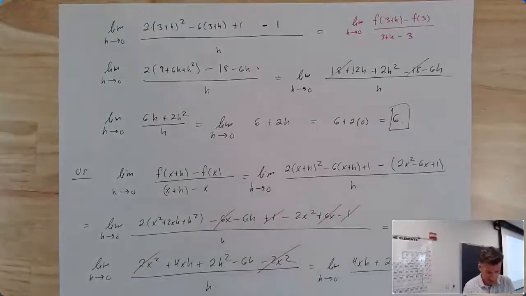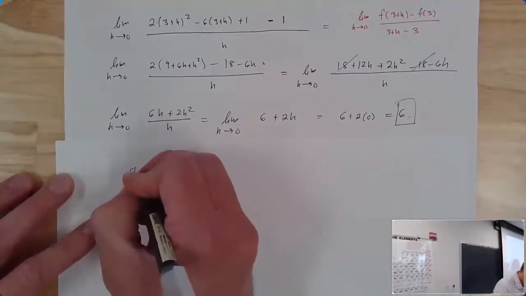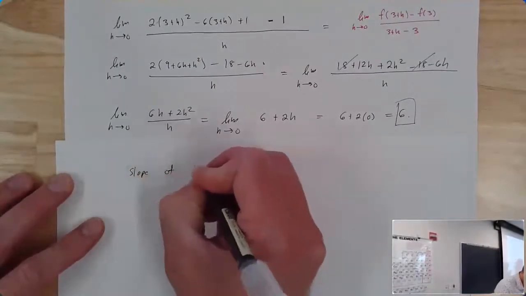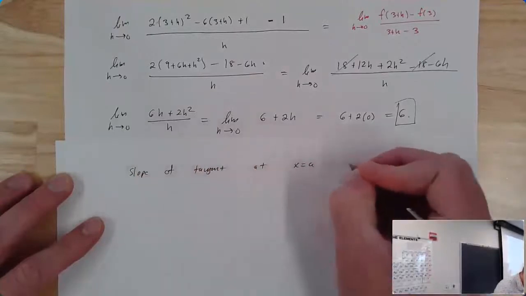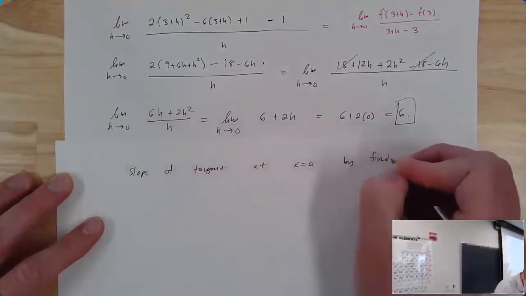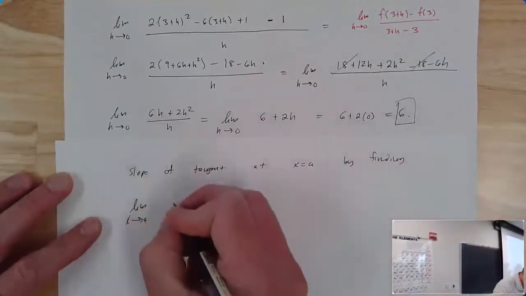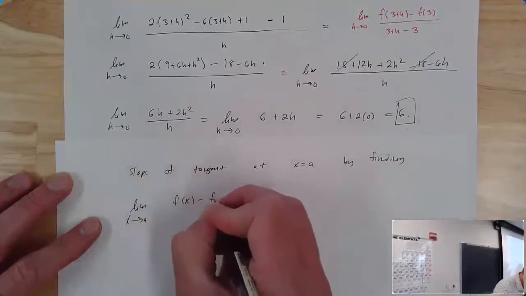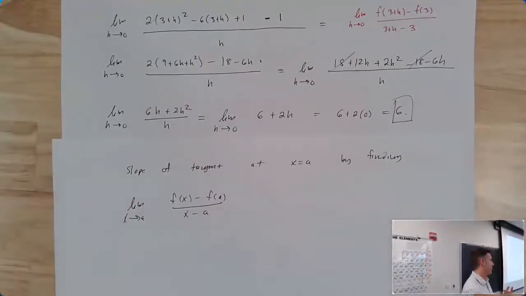I will point out that the other version is to say that you can find the slope of the tangent line at x equal to a by finding the limit as x approaches a of f of x minus f of a, all over x minus a. Same idea, just a different way of saying it.